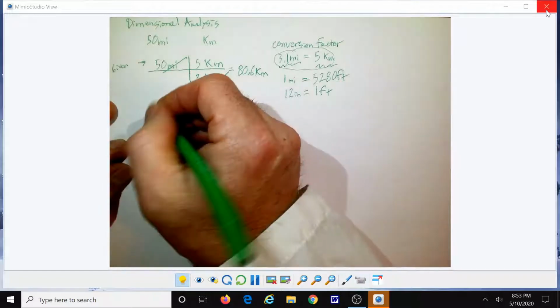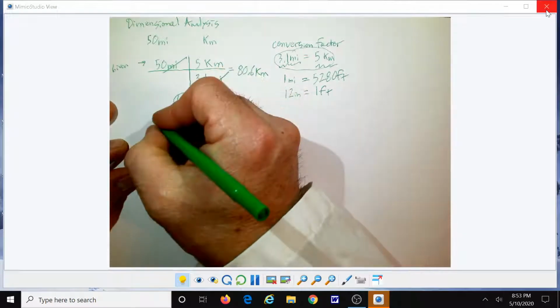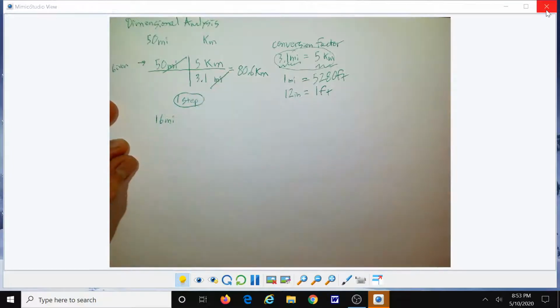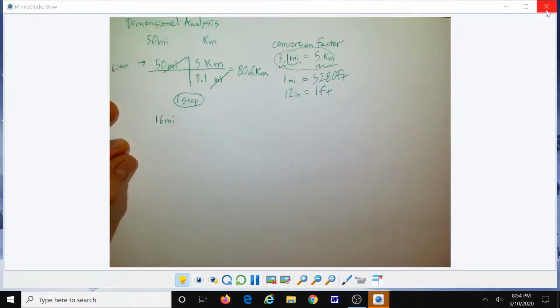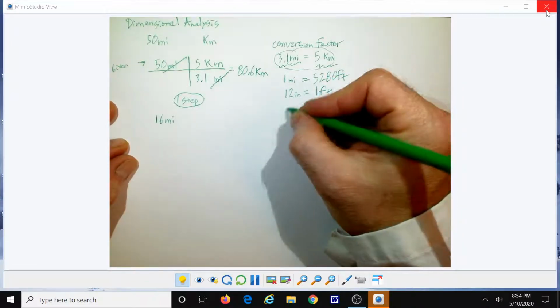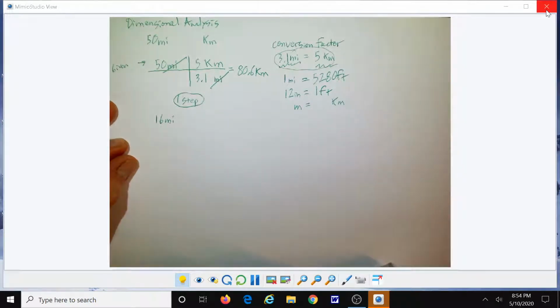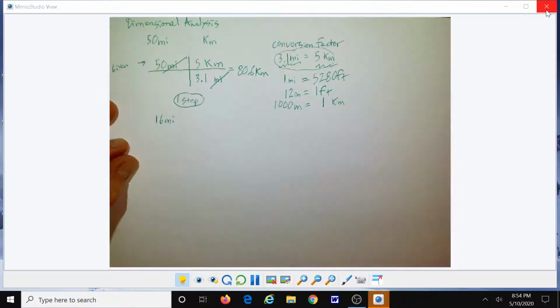So let's start off with another problem, and let's say that we're going to drive to Smyrna. Smyrna from my house is not very far. It's probably about 16 miles away, so we'll start there. And instead of converting it into kilometers, maybe we want to convert it into meters. Well, we're going to need to know some information. How many meters are in 1 kilometer? There are 1,000 of those. So let's use these pieces of information to help us with this problem.